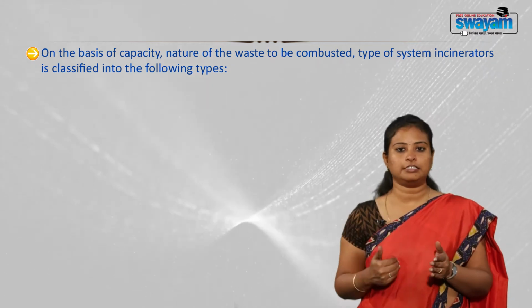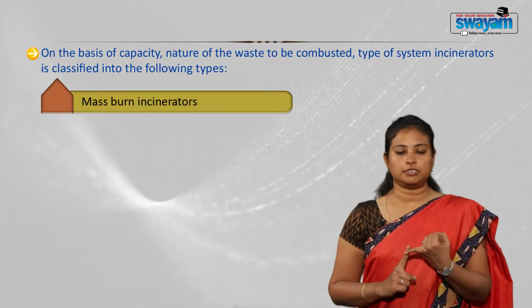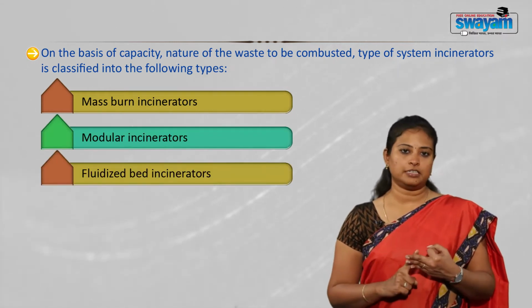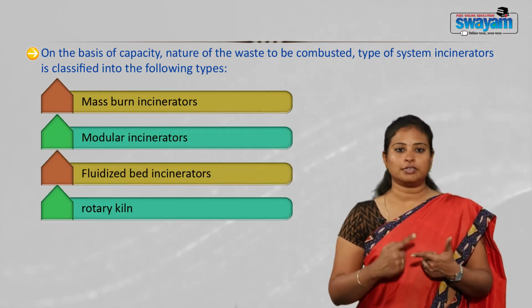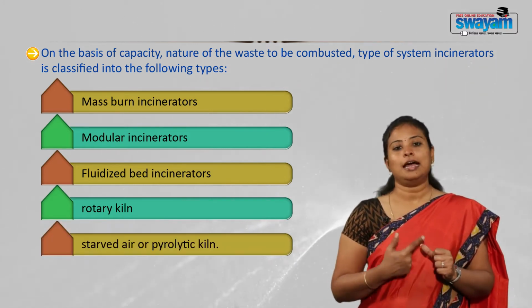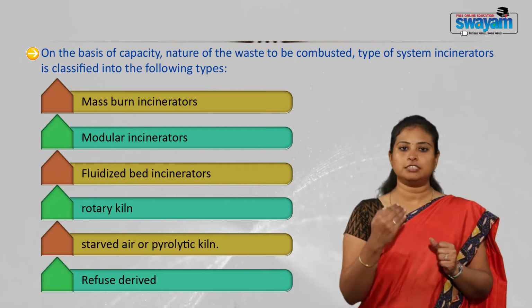On the basis of capacity, nature of waste to be combusted and type of system, incinerators are generally classified into the following types: 1. Mass burn incinerators, 2. Modular incinerators, 3. Fluidized bed incinerators, 4. Rotary kiln, 5. Starved air or pyrolytic kiln incinerators, and the last one, refuse derived incinerators. We will discuss a few of these incinerators in detail and see what their characteristics are.